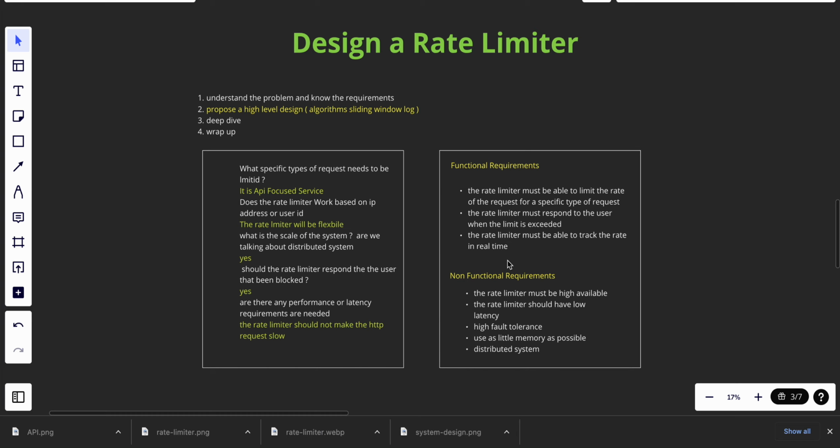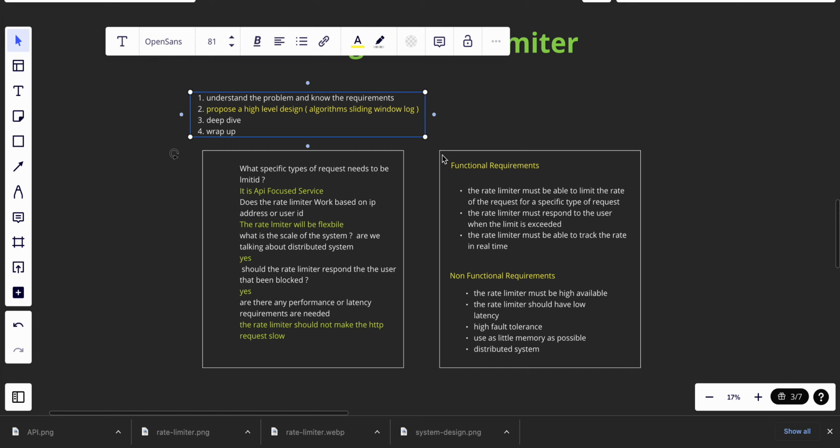Welcome back. Today is the last episode of the proposal of the high level design of the rate limiter. Today we'll talk about the high level architecture and where we will store the counter basically. High level architecture.